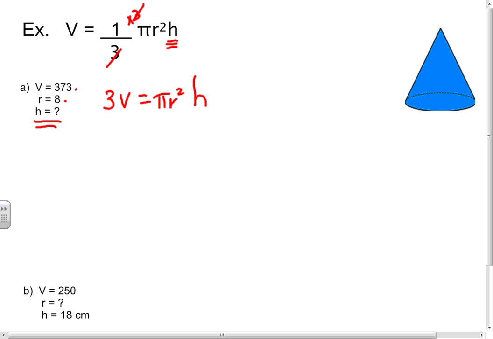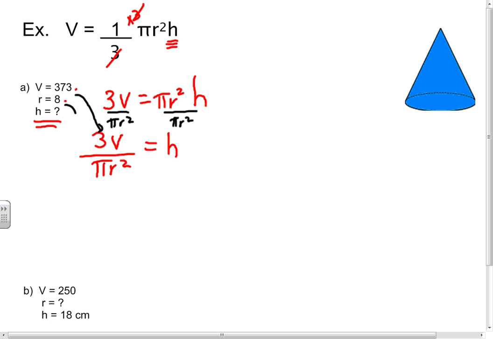On the right side, I have multiplication. Pi times r squared times h. If I want to get rid of what's being multiplied, I'm going to divide pi r squared both sides. So I am left with h equals 3v over pi r squared. So to get my height, I am now going to substitute those values in for v and r.